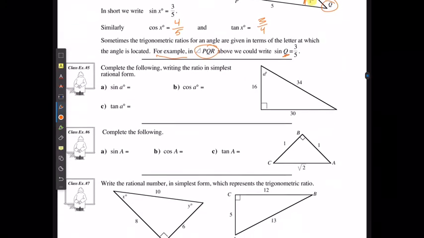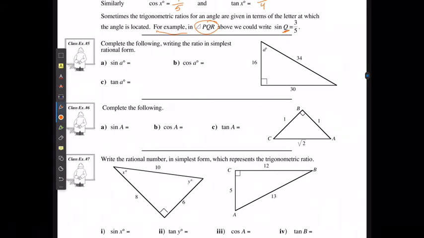So, for example 5, if I'm stating that I want sine, cos, and tan of A, I'm going to really quickly write out, this is my hypotenuse, this is going to be my opposite, and this is going to be my adjacent. Remember, you can always write this in just to make sure you're putting the right numbers in the right places.